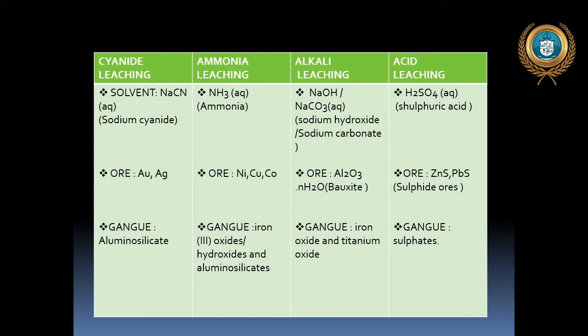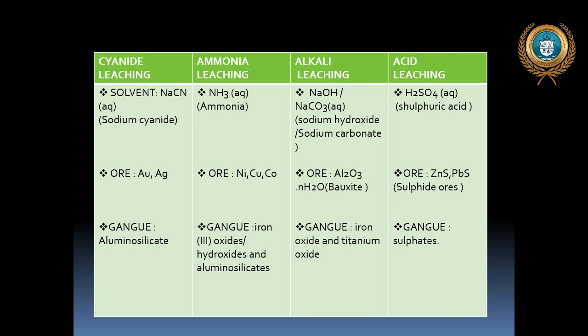The ores used in cyanide leaching are gold and silver, for ammonia leaching the ores are nickel, copper and cobalt, and for alkali leaching the ore is bauxite, which is the ore of aluminium. Then for acid leaching, galena and zinc blende. Generally the sulfide ores are used in the acid leaching process.